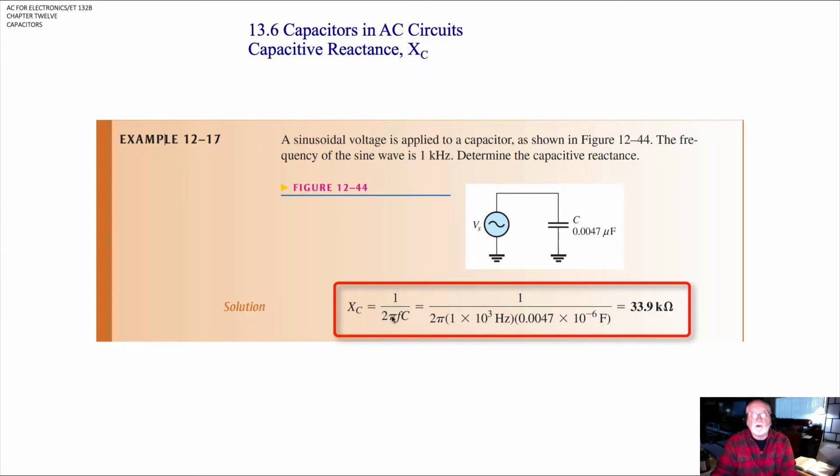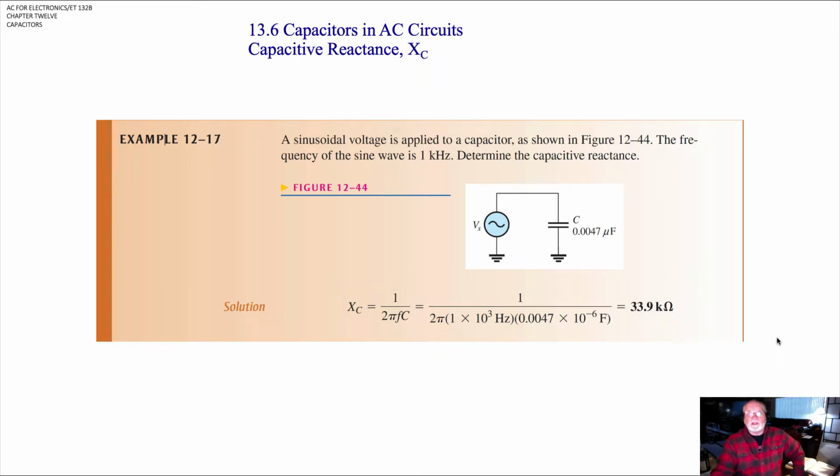X sub C is equal to 1 over 2 pi FC. So when we do that, 1 times 10 to the third, that's our kilohertz, and 0.0047 times 10 to the minus 6, there's our microfarad value. If you run this through the calculator, make sure you always use the pi key. Don't type in 3.14 and so on. Enter the pi key, multiply it times 2, and then do the rest of your relationships. Multiply these together and then do an invert, and you'll get 33.9 kilohms in this case. We're calculating the ohmic value of the capacitive reactance.